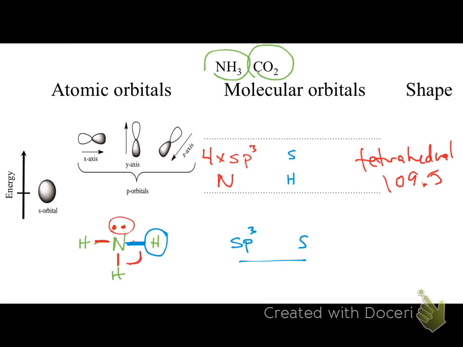We can add some extra information. It's not just an sp3 orbital, it's an sp3 orbital from nitrogen. It's not just an s orbital, it's an s orbital from hydrogen. So we can now start to classify what orbitals went into making individual bonds. You will see problems like that. Does that kind of make sense? Would you write it the way you have it there, or you would just say it's sp4?